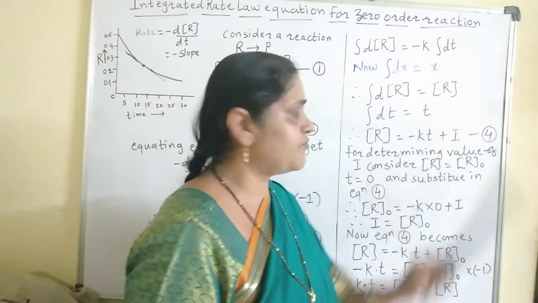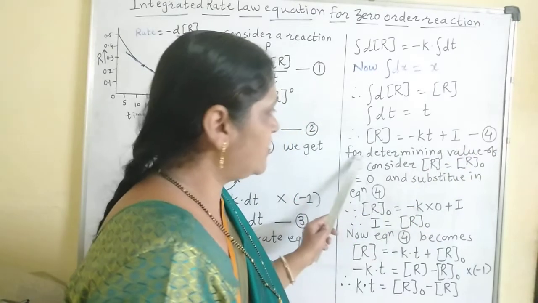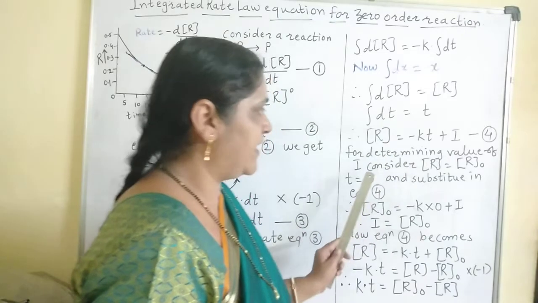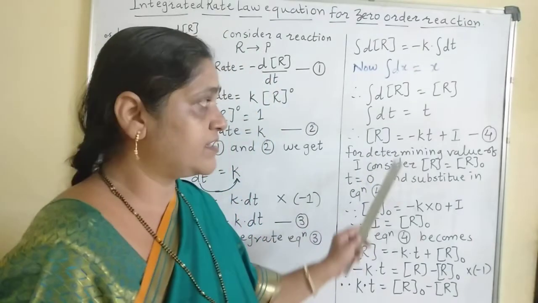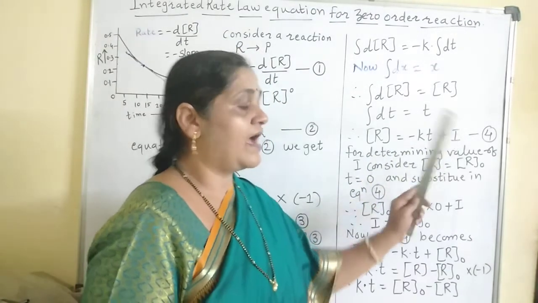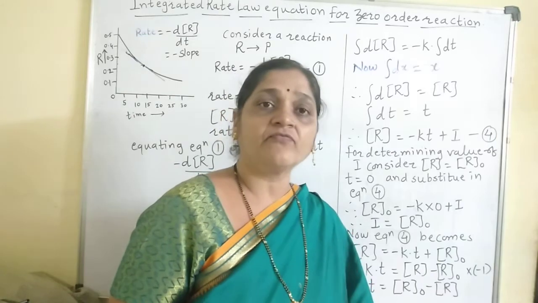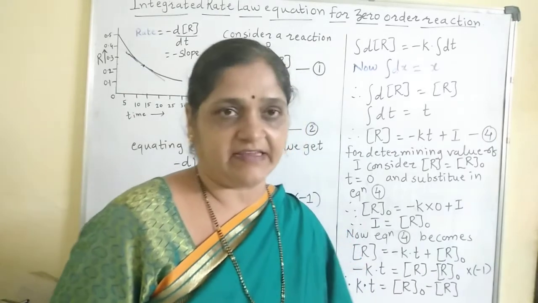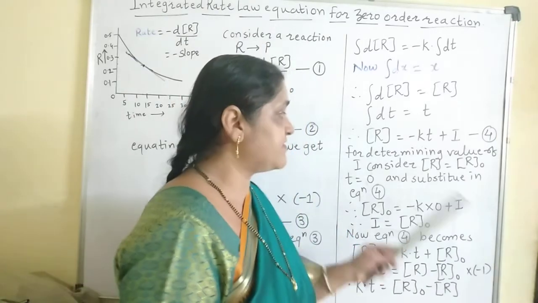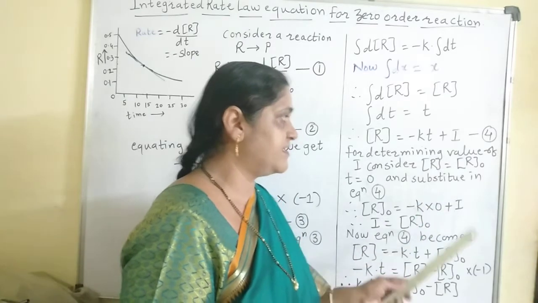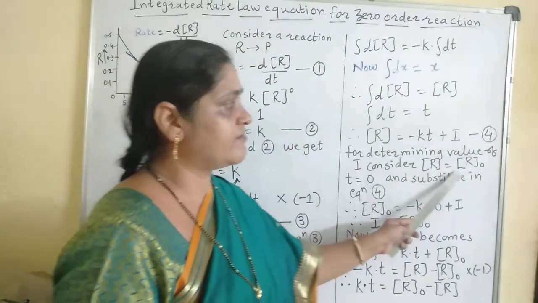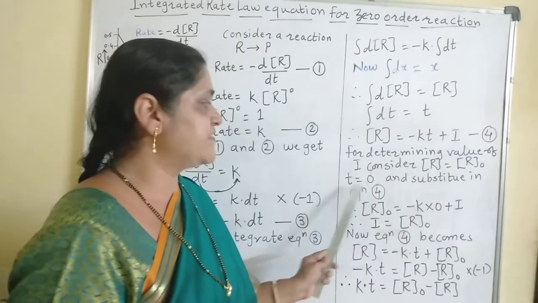This is equation 4. Now, to determine the value of I, the constant of integration, we will consider that the concentration of R is equal to R0 when time is equal to 0.